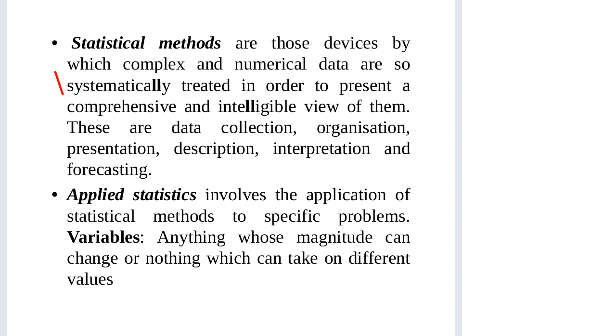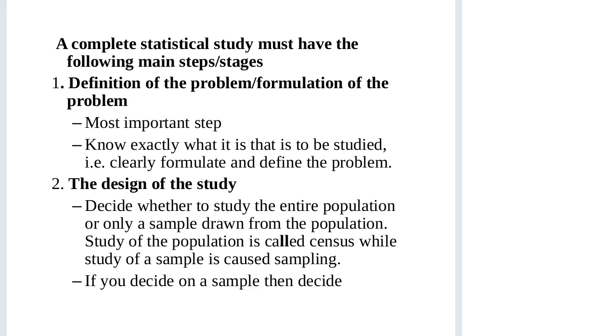Now, what are variables? A variable in statistics simply refers to anything whose magnitude can change, or anything that can take different values. This is what we refer to as variables. Their magnitude normally changes or can take different values. This is what we refer to as a variable.